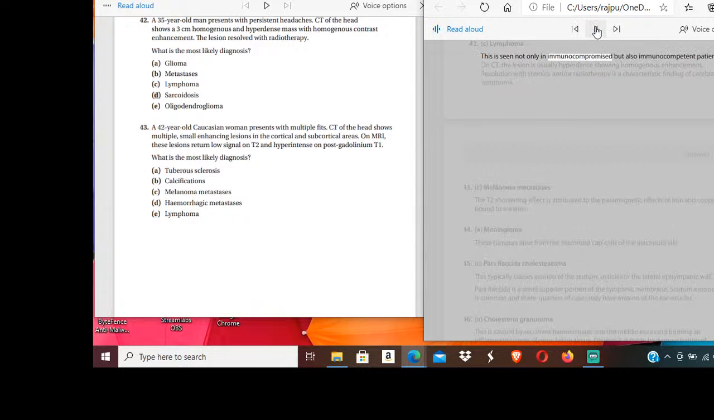This is seen not only in immunocompromised but also immunocompetent patients. On CT, the lesion is usually hypodense showing homogeneous enhancement. Resolution with steroids and/or radiotherapy is a characteristic finding of cerebral lymphoma.